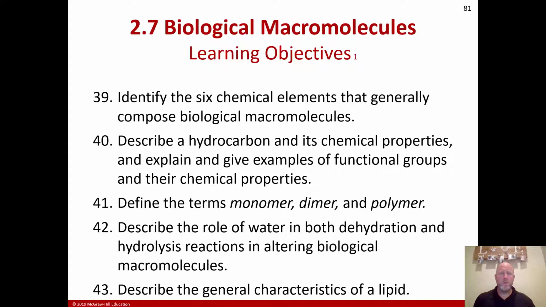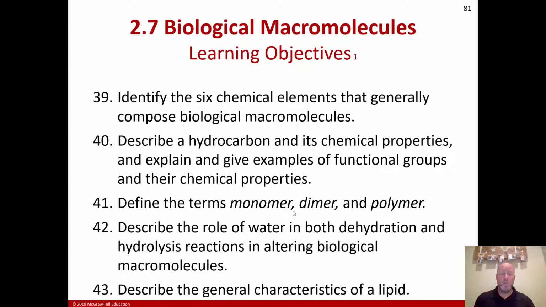All right, we're now going to cover section 7 of chapter 2 on biological macromolecules. After this unit, you should be able to identify the 6 chemical elements that generally compose biological macromolecules, describe a hydrocarbon and its chemical properties, and explain and give examples of functional groups and their chemical properties.